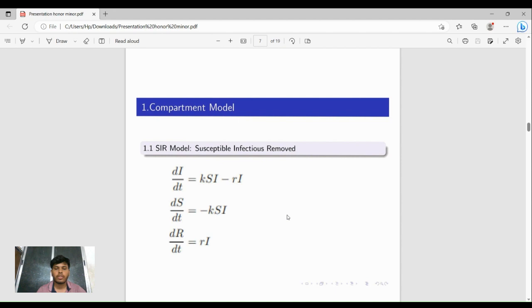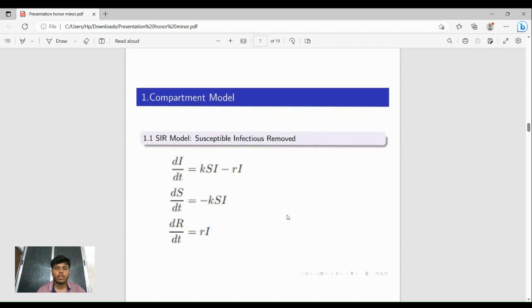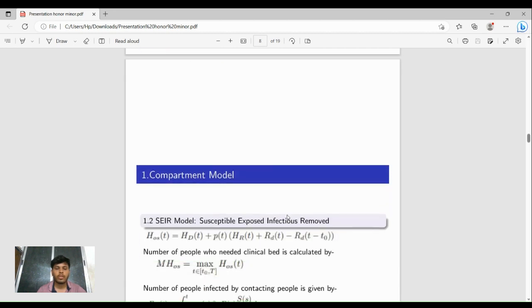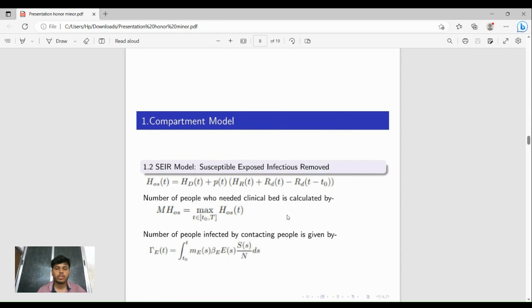Susceptible, infectious, removed is the full form, and dI/dt = kSI - rI is the formula for detecting the corona using this model. The SAIR model is susceptible, exposed, infectious, removed.